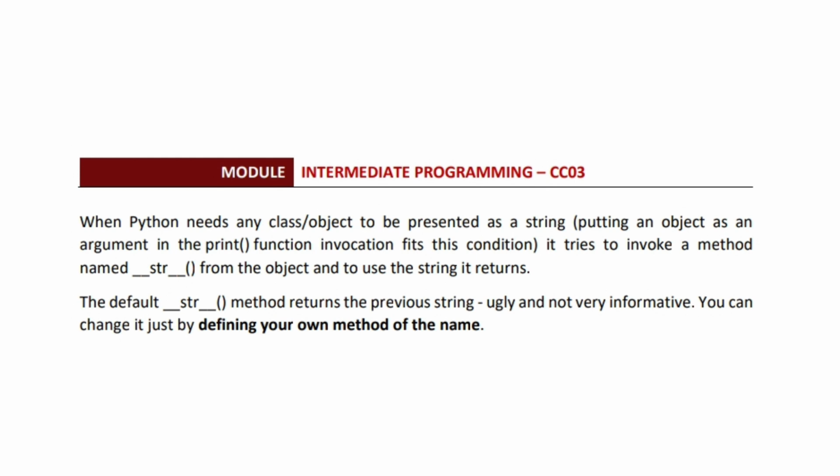When Python needs any class or object to be presented as a string, and putting an object as an argument in the print function invocation fits this condition, it tries to invoke a method from the object and to use the string it returns. The method returns the previous string, ugly and not informative. You can change it just by defining your own method of the name.